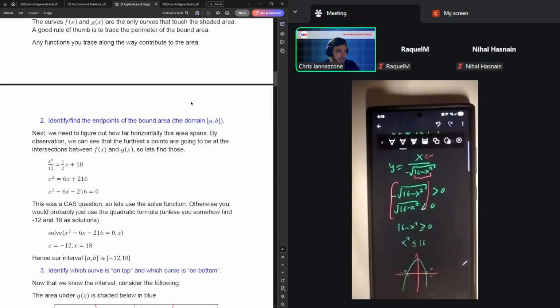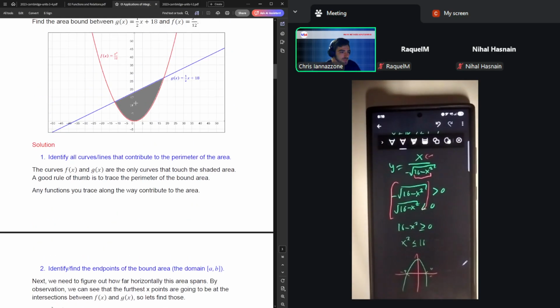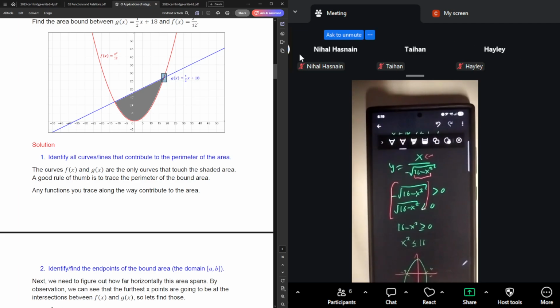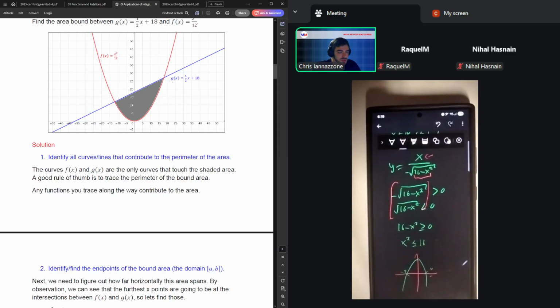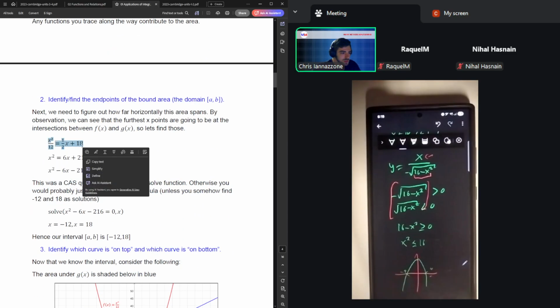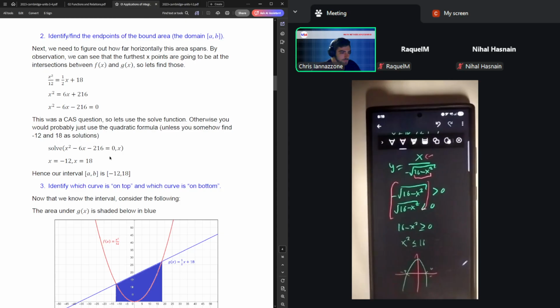Next, you want to identify how far horizontally, or basically the domain, that area spans. The vast majority of cases, you're going to be finding the endpoints of the intersection points of the functions. So we all know how to solve intersection between functions. We've done it since linear, right? Linear equals linear, or in this case, we've got quadratic equals linear. Whenever the 2 functions are equal to each other, you can find the intersection points between them. This was a tech active one, so I'll just cast it out there. That's going to give us our interval that we'll be using for our definite integral.